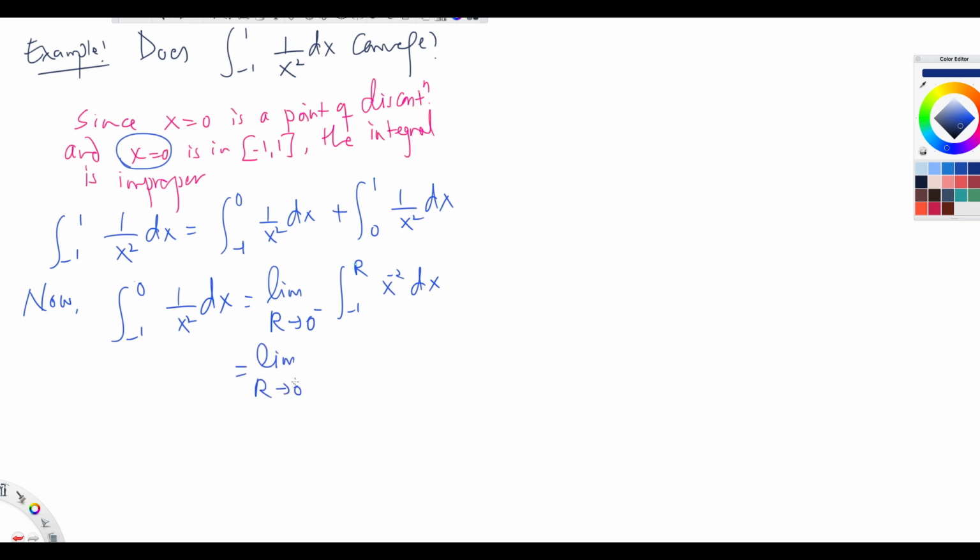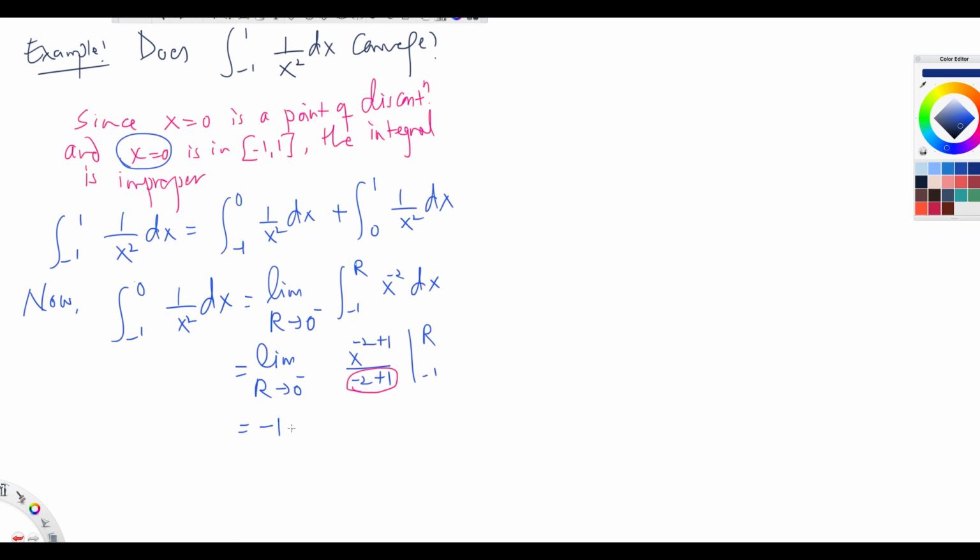Limit r tends to 0 minus, what is the integral of that? x to the -2 plus 1 over -2 plus 1. You see that? So what do you get? That implies, and then on -1 through r. Now what do you get there? So you get, this is -2 plus 1 is -1. This value is -1, right? So you can write a -1 times, right?